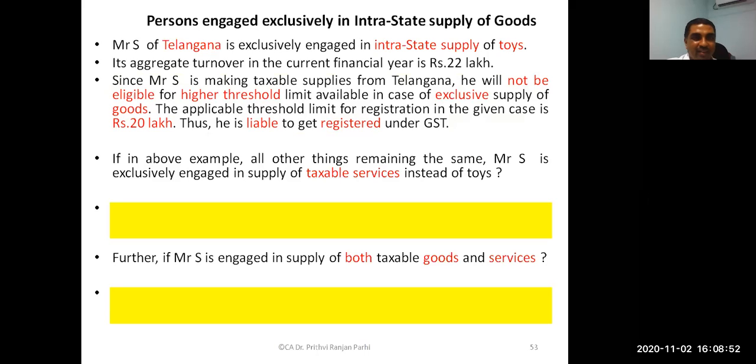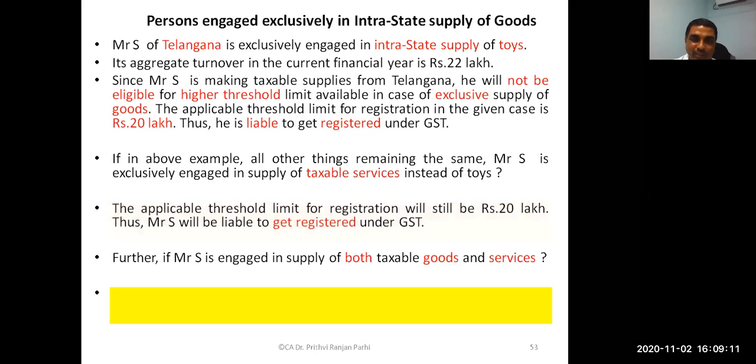Okay. Now, in this above example, everything is the same, and Mr. S is exclusively engaged in supply of taxable services, not toys. He is providing services. Then what is the limit? Whether he is liable for registration? Yes, sir, he is liable for registration. Exactly, same thing.